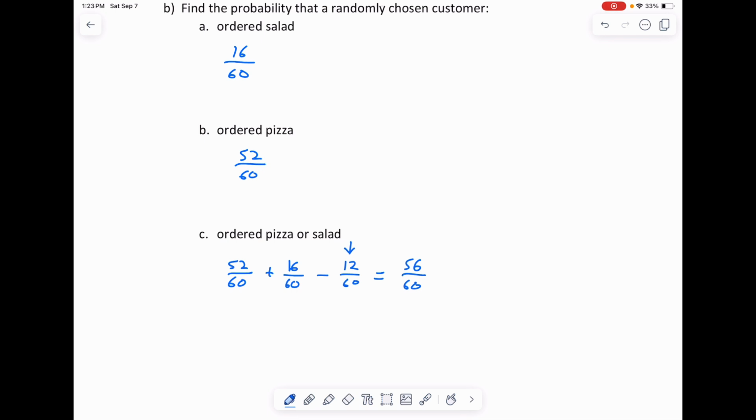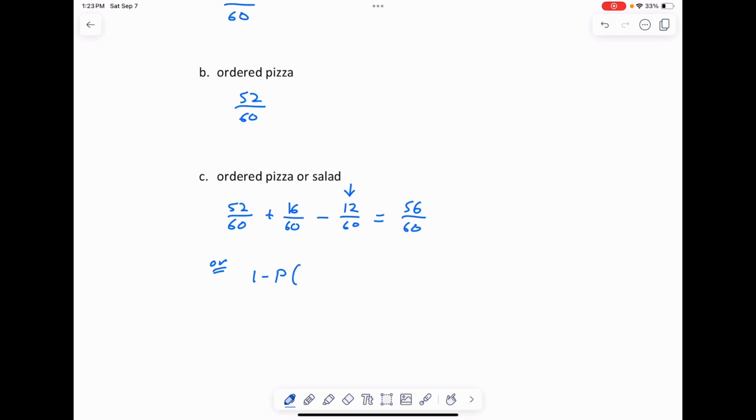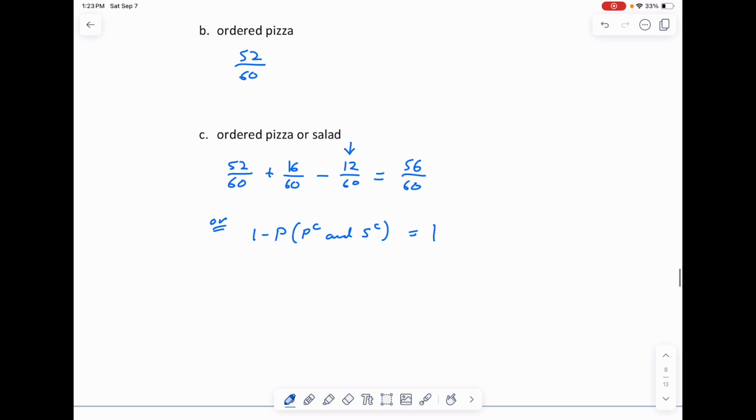All right. The other way, just to bring in the complement idea, let's talk about one more way here. I could do 1 minus the complement of this situation. The complement would be that they didn't order either, right? They either ordered a pizza or a salad or both. The complement is that they didn't order a pizza and they didn't order a salad. Well, that's 4 people, right? 4 people did not order a pizza or a salad. Those 4 people. And so 1 minus 4 out of 60 is 56 out of 60.